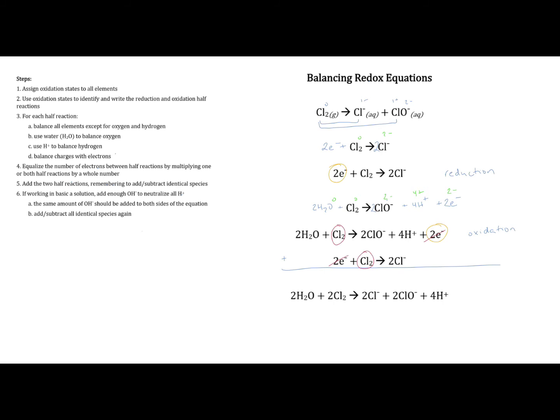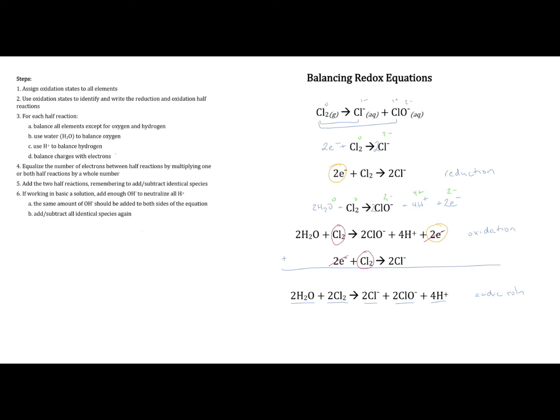So here is my balanced equation. You can see I just brought my water down. Here is where I added my 2 chlorines together. My chloride and my hypochlorite stay the same, as well as my acid. This equation is balanced, but it is in acidic solution. Let's work through converting this over to basic solution.